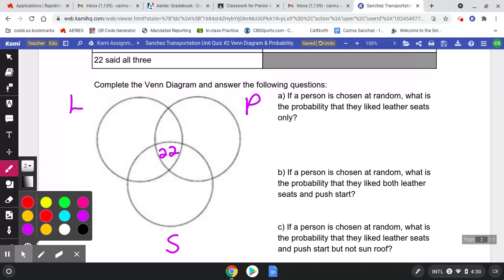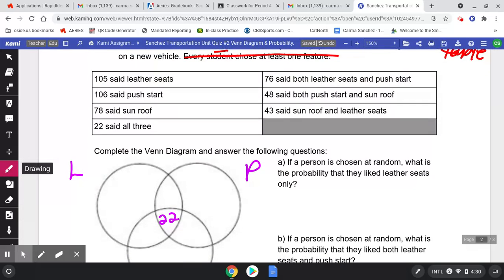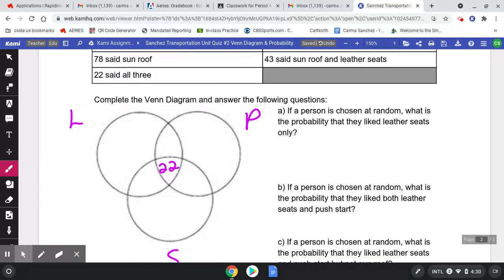All right. Next, we're going to go to one of the intersections of two things. So let's go, 76 said leather and push start. So leather and push start. So 76 is not the number that goes right here because 76 already includes the 22. So we have to do 76 minus 22 in order to find the difference that goes in that intersection there. So 76 minus 22 is 54.